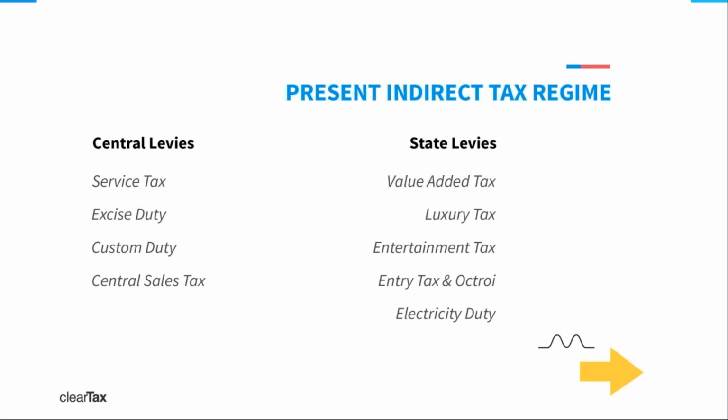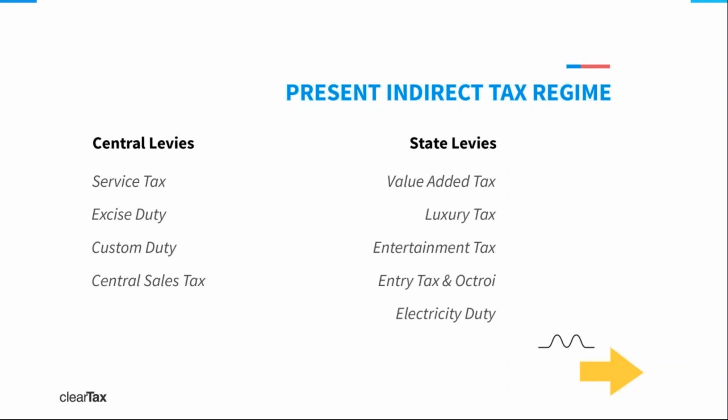So today, when we talk about all the indirect taxes that we have, we have state level taxes and central level taxes: service tax, excise duty, customs duty. When we talk about customs duty, we have basic customs duty, countervailing duty, special additional duty, then preventive duty, and anti-dumping duty. Then we have central sales tax, which is collected by the state government. When we talk about state level taxes, we have value added tax, luxury tax, entertainment tax, entry tax, and electricity duty.